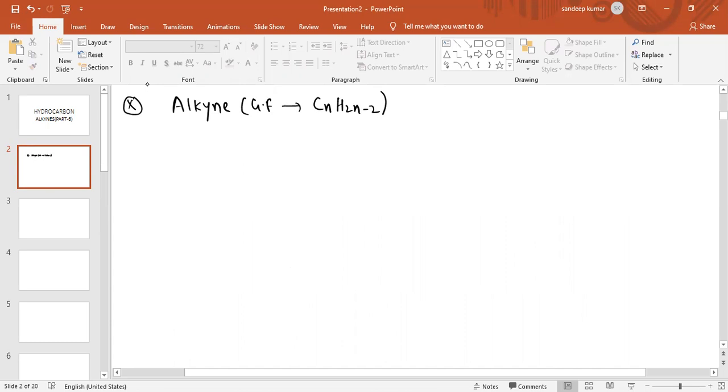Now we can see that one of the compounds given is HC triple bond CH. In this case, the hybridization of this carbon is sp and the hybridization of this carbon is also sp. First we are going to discuss two types of alkynes. So divide the alkynes into two parts.